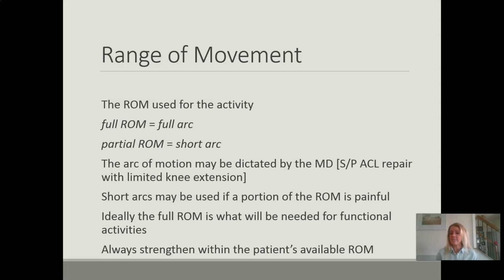Ideally, we're probably going to need to get to full arc for most functional activities, but also keep in mind we can still do strengthening even if the person doesn't have full range of motion. We don't always want to have to wait until the person has full range of motion to begin strengthening. So we can do some short arc strengthening within the person's available range.